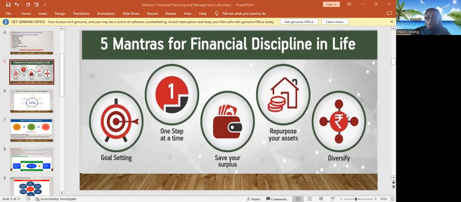Then the last but not the least matrix here is diversification. You cannot just put all your eggs in one basket. You need to diversify. You need to engage in more than one enterprise. Why are you doing this? So that if one fails, then you fall back to the other one.